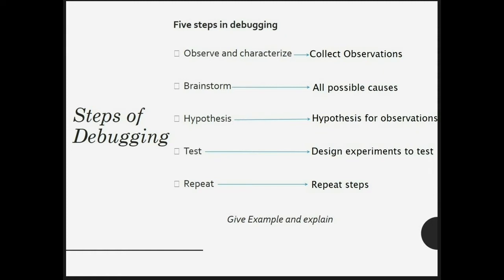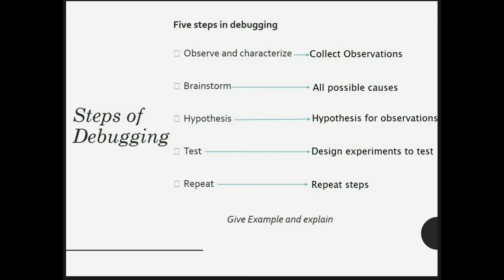Part of debugging effectively involves using the appropriate technique to get the necessary information from the different sources of problem reports. So here there are 5 important steps in debugging. First, observe and characterize. Second, brainstorm. Third, hypothesis. Fourth, test. And fifth is repeat. So while explaining this in the exam, you must correlate all these 5 points with reference to an example. The first one is observe and characterize, where the main focus is on collecting information by observation from the user.